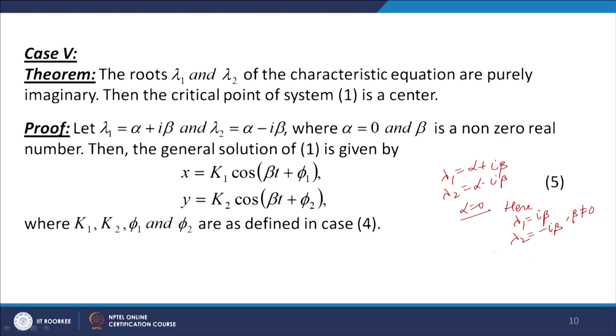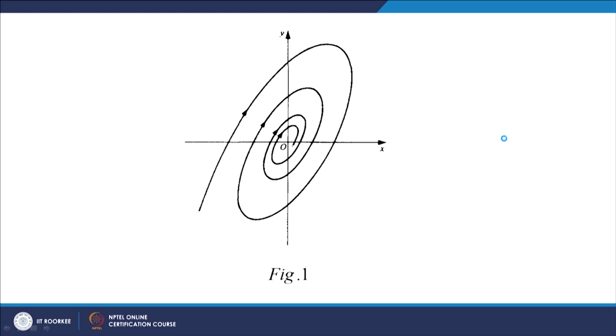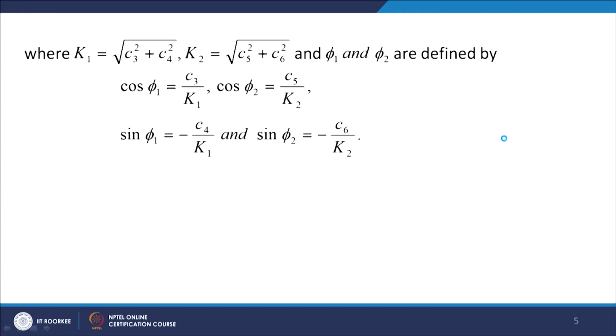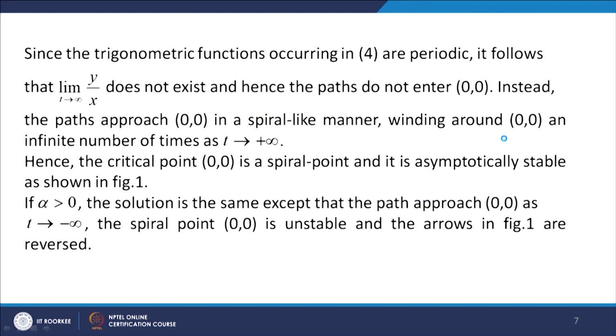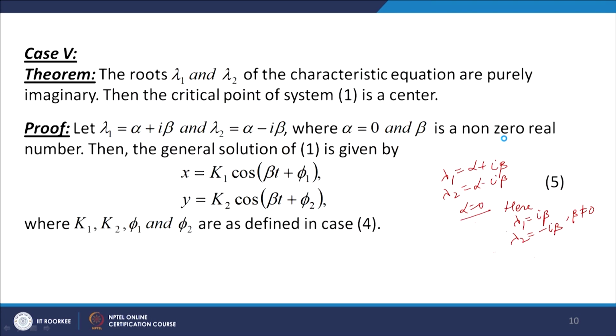Then the general solution of 1, which we had written in the previous case, in its final form is x = k1 e^(alpha t) cos(beta t + phi 1), y = k2 e^(alpha t) cos(beta t + phi 2). So in case 5, since alpha is 0, x will be k1 cos(beta t + phi 1) and y will be k2 cos(beta t + phi 2), where k1, k2, phi 1, phi 2 are as defined in case 4.